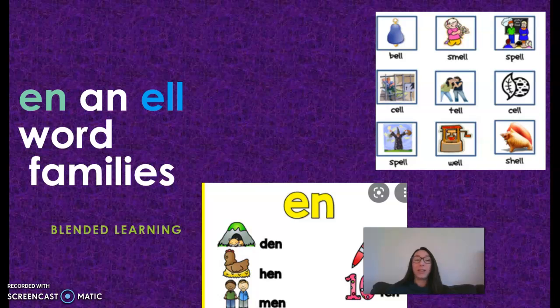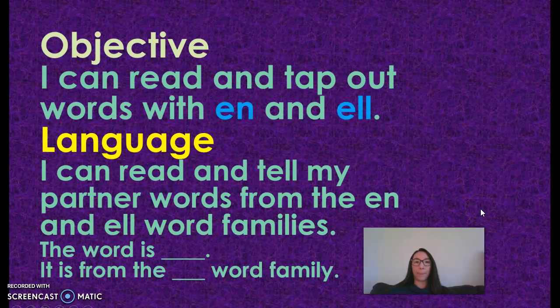Miss you a lot. Today we're going to learn the N and L word families. Objective: I can read and tap out words with N and L. Language: I can read and tell my partner words from the N and L word families. The word is blank. It is from the blank word family.